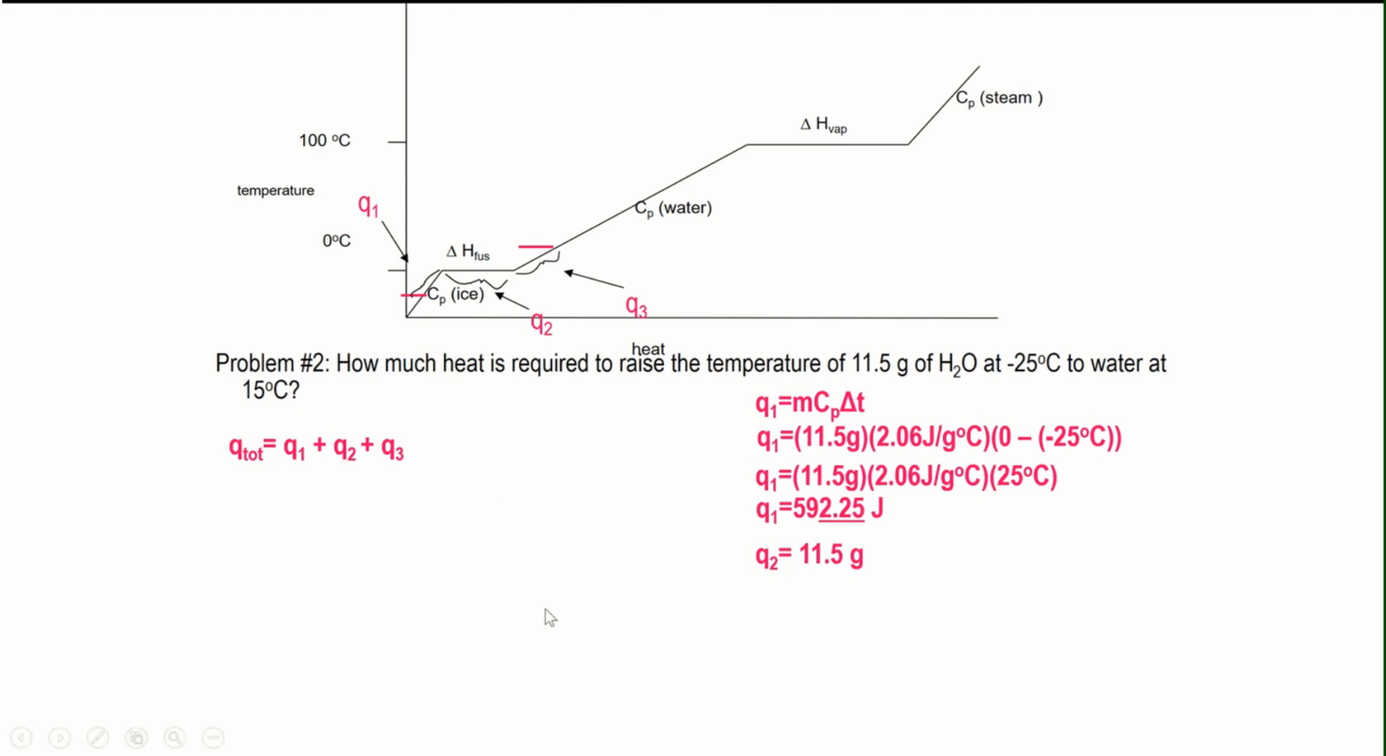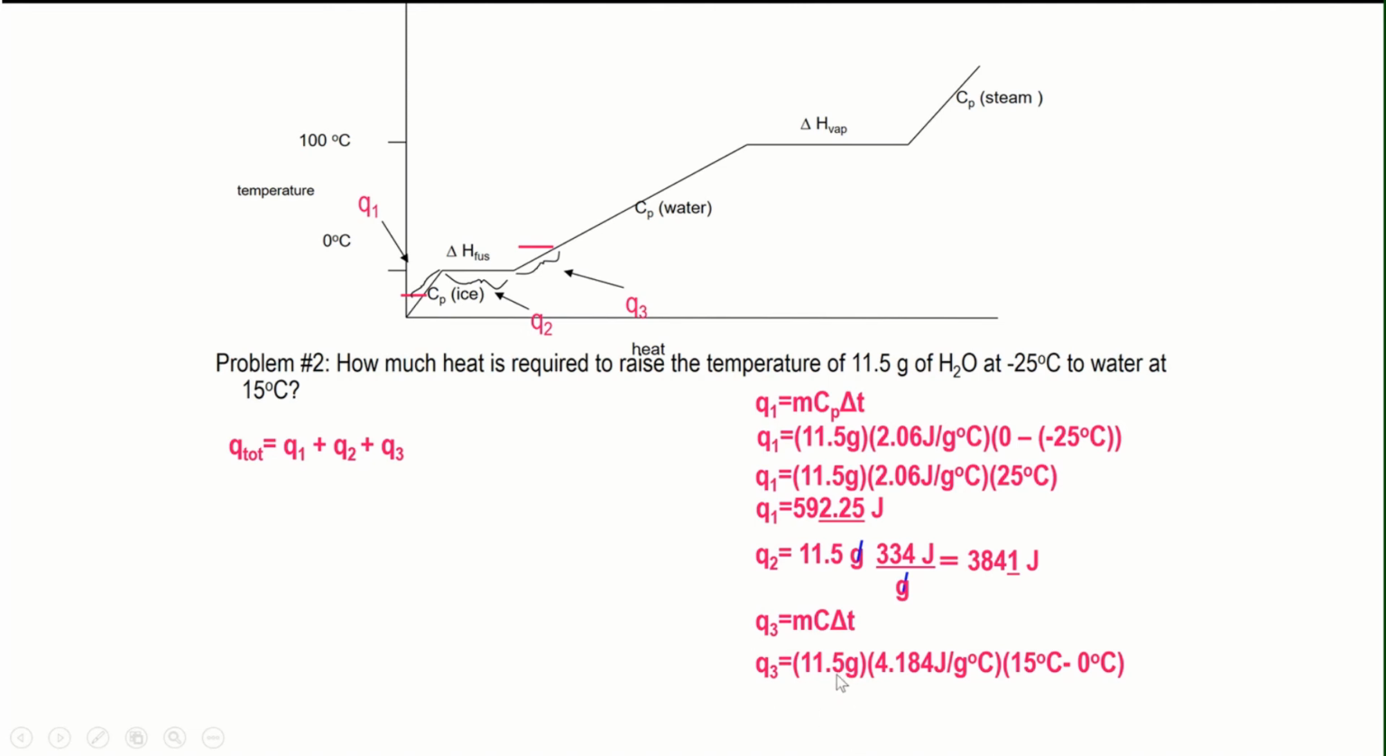My second energy, so now we're right here. Now we need to melt the ice. I use my delta H fusion, 334 joules per gram, and I find an amount of energy of 3,841 joules to melt that ice. And then finally, a Q3, we're going to need to bring the temperature of that now 0 degree water, that liquid water, up the final 15 degrees. I wanted to get it up to 15 degrees Celsius.